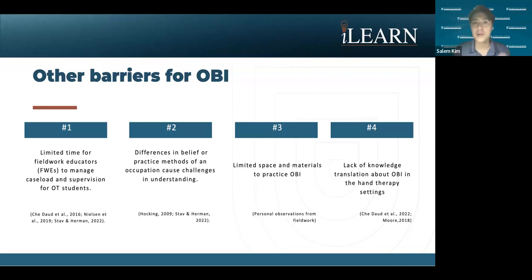Limited space, we already talked about it earlier when we talked about the typical settings of hand therapy. Not only that, there are limited materials to perform or practice occupation-based intervention as well. And that is the reason why I believe that having a personal ADL toolbox is not even optional, but should be almost a must for those OT students who are assigned to go to hand therapy settings for fieldwork education. And there is a lack of knowledge translation from previous certified hand therapists to the current ones. And as students, when we're in fieldwork education, we're not really learning much about occupation-based interventions in our fieldwork rotation. So all this is becoming a complex barrier to using and practicing occupation-based interventions in hand therapy.